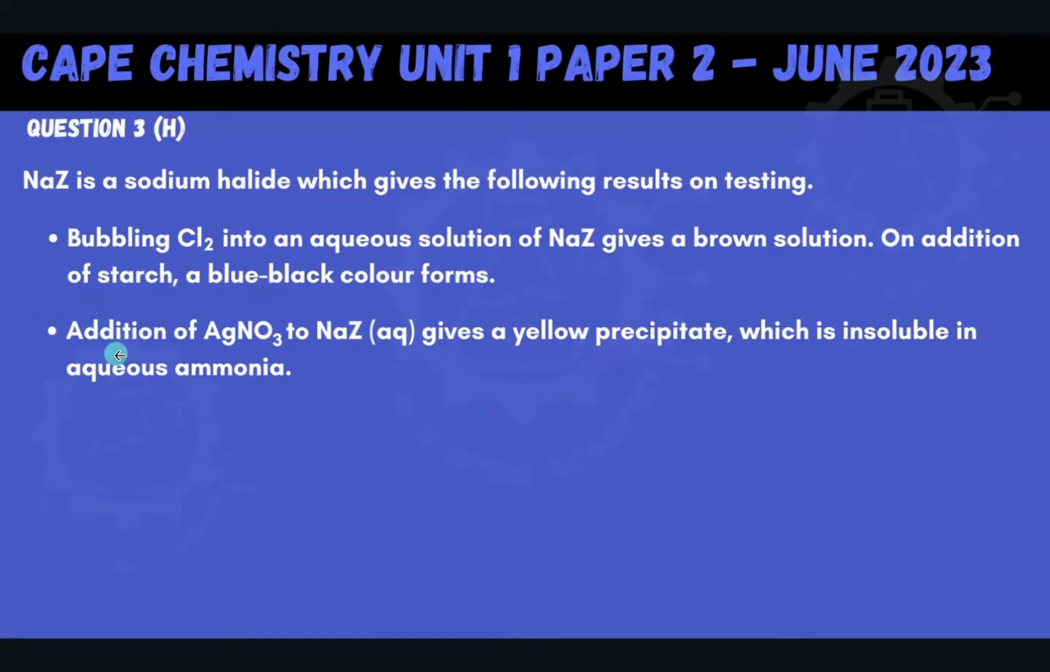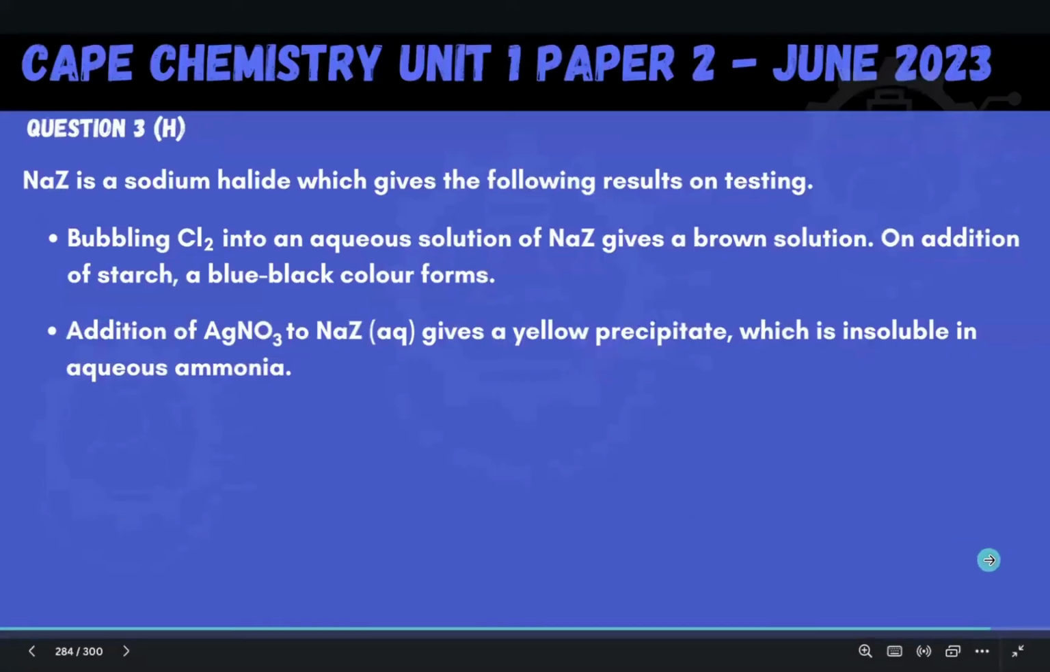For the second test, when we add silver nitrate to NaZ in its aqueous form, we form a yellow precipitate, which is insoluble in aqueous ammonia. So the wheels should really start turning, because we did something like this in question 1. I'll link it here so you can revisit that with the reaction of halide ions. These are results that we've seen before in this same paper. So let's go ahead and see what else is being asked of us here.